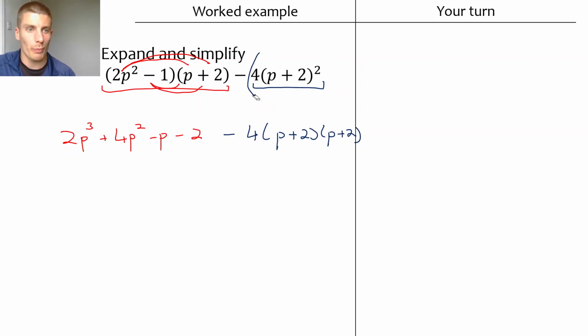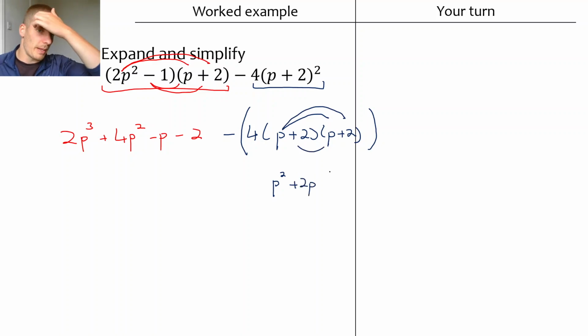So just to make sure we get no sign errors, I'm going to write a big bracket over here just to keep it all enclosed. Otherwise, there could be sign issues. Now let's deal with the double bracket. We've got this p times by p, which gives you p squared. We've got p times by plus 2, which is plus 2p. Similar thing here, we've got 2 times by p, which is plus 2p, and 2 times by 2, which is plus 4. And that's all being multiplied by the 4.